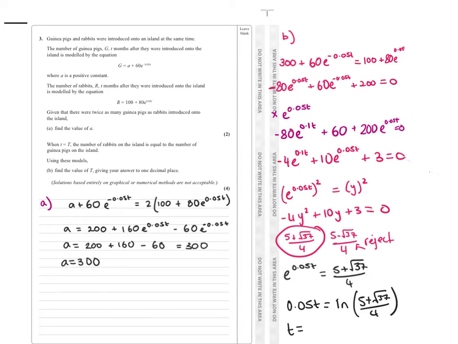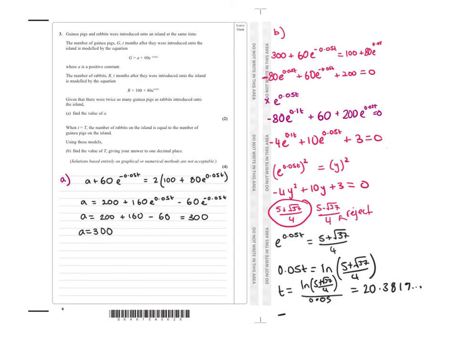So t equals ln of 5 plus root 37 over 4, all divided by 0.05, which is the same as multiplying by 20. Okay, which is 20.3819... Please always make sure you write that out. And then we go back to the question, and it says give your answer to one decimal place, okay? So that actually means that t equals 20.4.